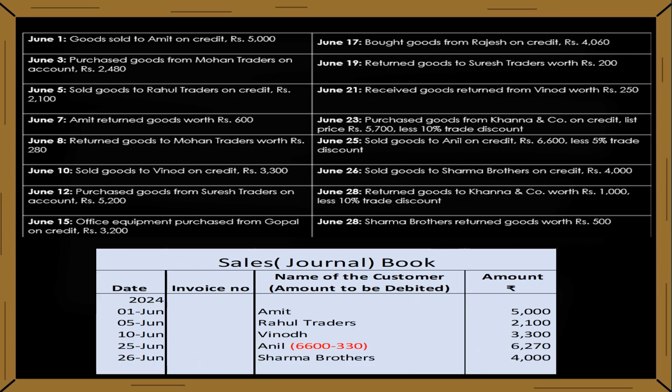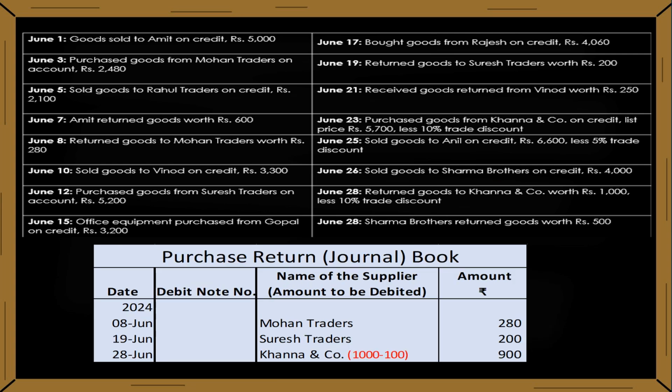June 26th, sold goods to Sharma Brothers on credit, rupees 4,000. So we'll write it in the sales journal book since it is a sale. Date is 26th June. Sharma Brothers, rupees 4,000 is the amount.